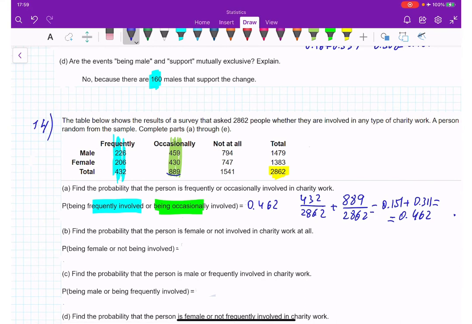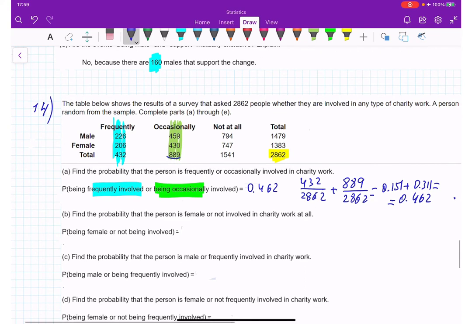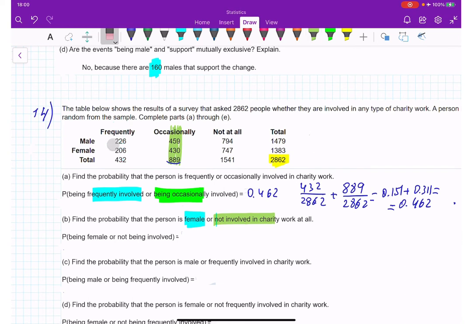Okay, B, find the probability that a person is female or not involved. So we have female, and or, which means we add, and not involved in charity. Which one is not involved? Let me clean this.